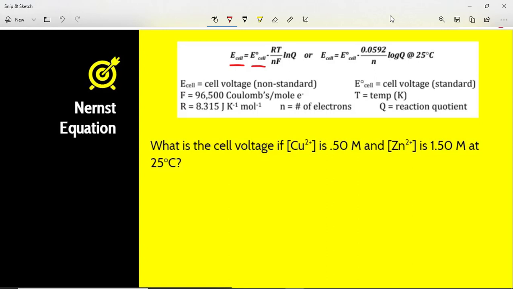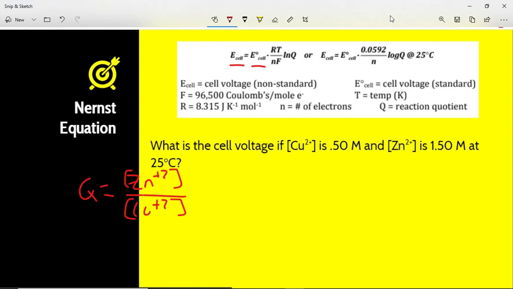Let's just start writing things out as we go through. We do need to keep in mind Q, remember, is products over reactants. So in that case, it's going to be the concentration of our zinc ions divided by the concentration of our copper ions.